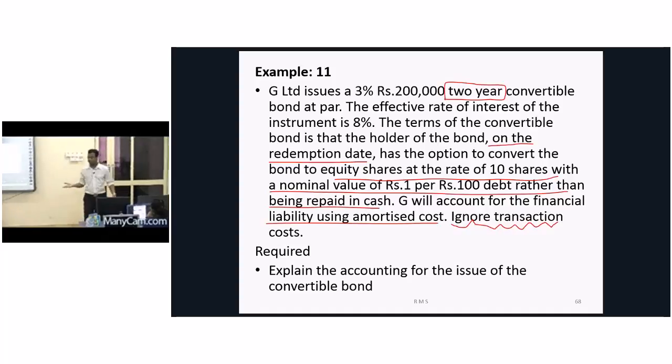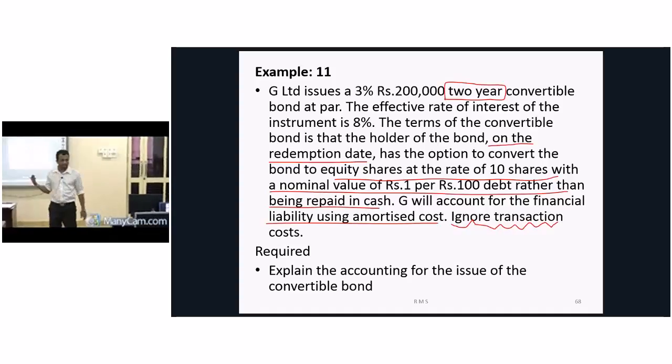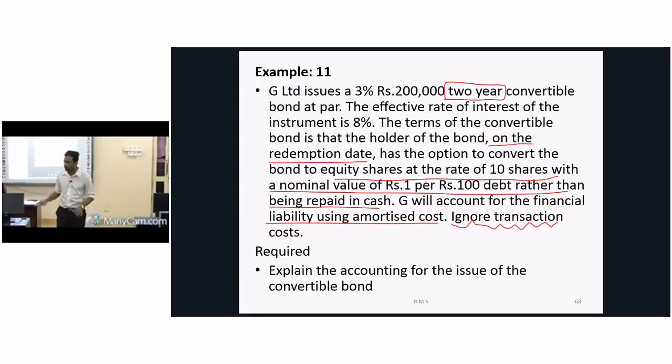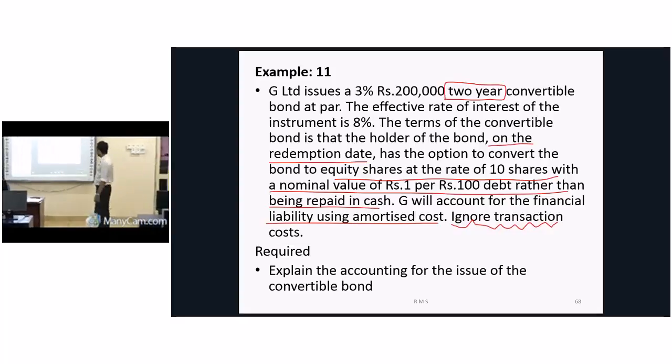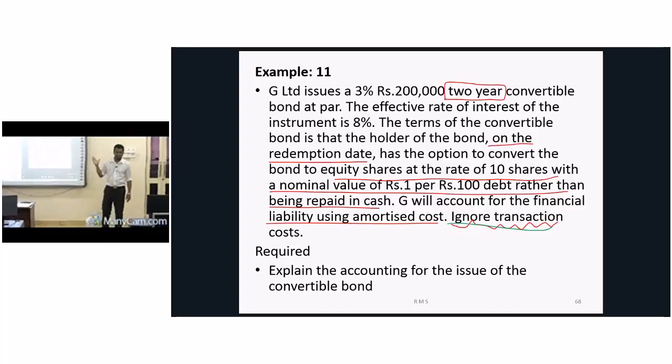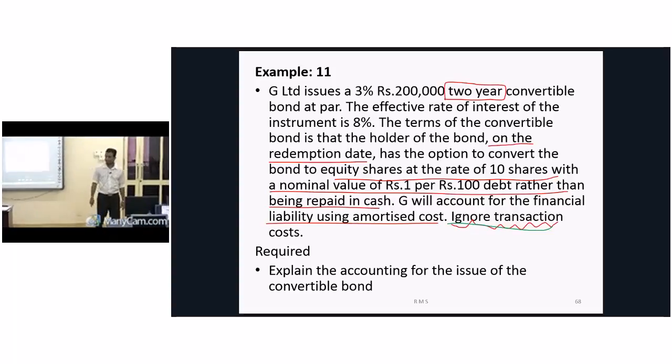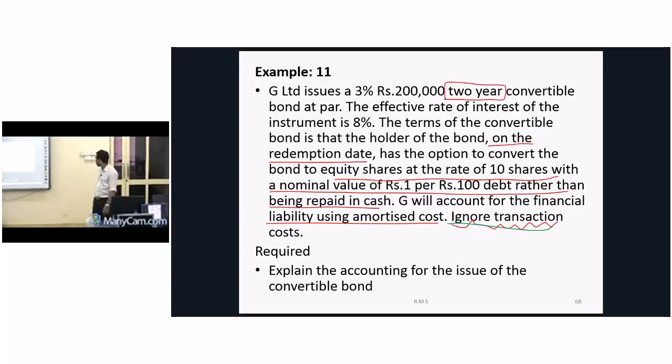Very simply, you don't want to worry about how to convert it now. Some conversion part, we are going to split into two as debt and equity. Now you have an option to convert your debt into equity at the end of the second year. G will account for the financial liability using amortized cost. Yes, this kind of liability should be recognized at amortized cost. No transaction cost, ignore transaction cost.